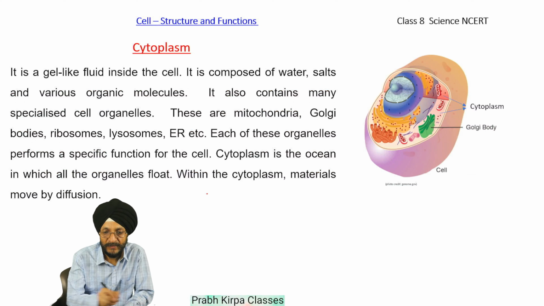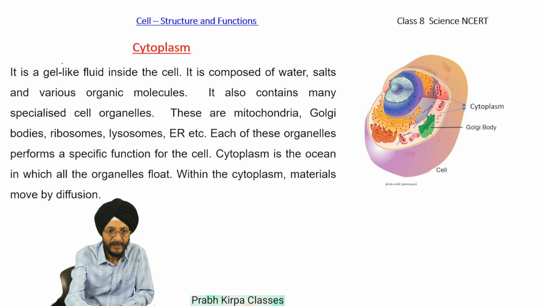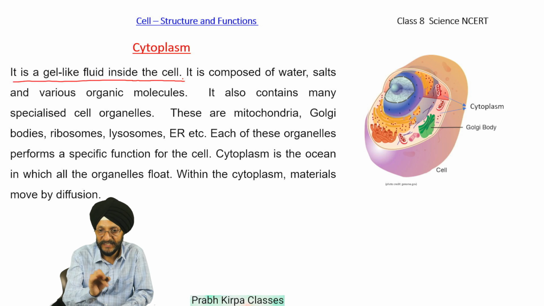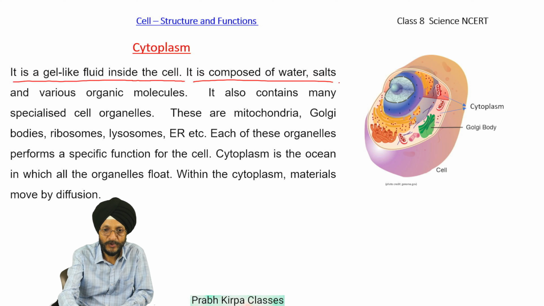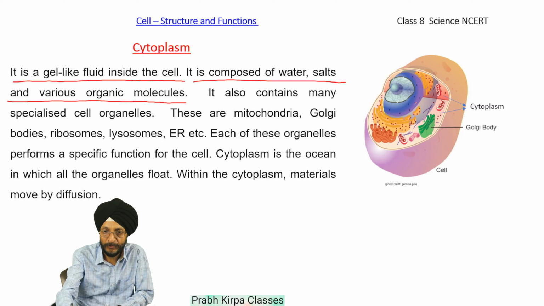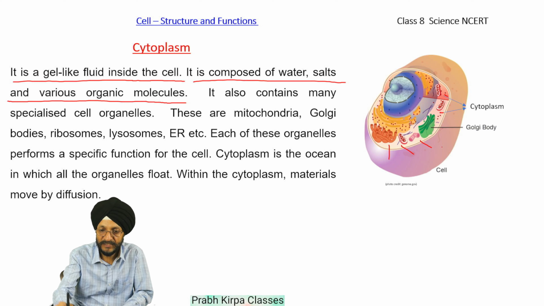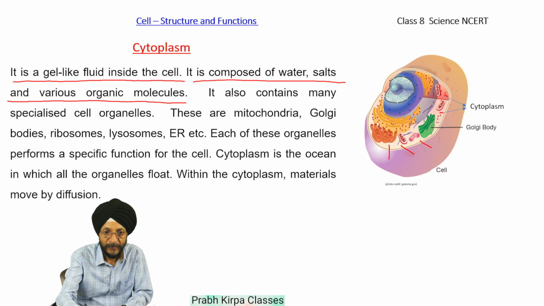So now we will learn about cytoplasm. It is a gel-like fluid which is present inside the cell, in which all the organelles are floating. Cytoplasm is composed of water, salts, and various organic molecules. You can see here that this is cytoplasm, the fluid-like material.